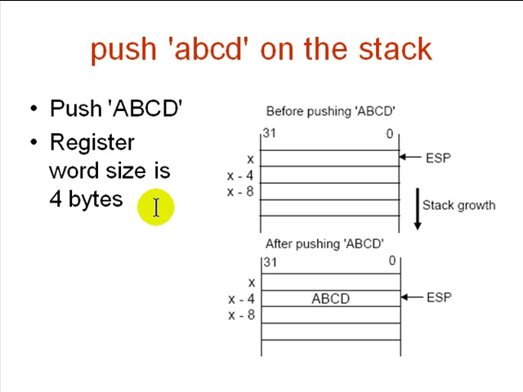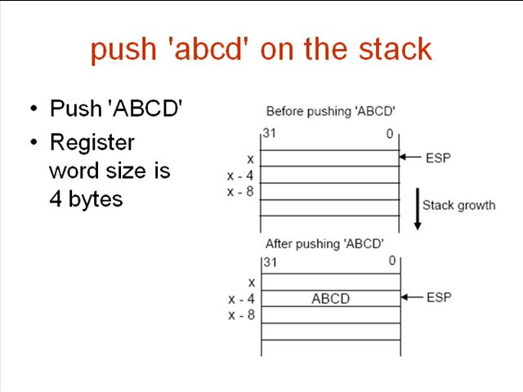So let's look at an example. When you say push ABCD, it's 4-byte data. 4 bytes is a 32-bit wide stack, so the register's word size is 4 bytes. So the stack is 4 bytes wide, and you have addresses like x-4, x-8. The stack is growing downwards, and ESP, the extended stack pointer, is here. After you push ABCD onto the stack, ESP moves downward, the stack pointer is updated, and ABCD is stored on the stack.